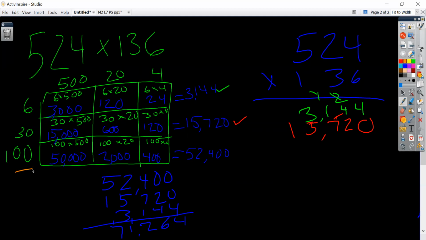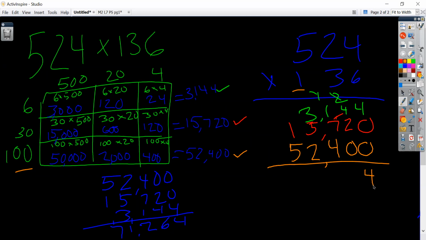Now we went to hundreds on the area model. Now we're in the hundreds place on the standard algorithm. We represent 2 zeros for our hundreds place so that we can start in the hundreds place. 1 times 4 is 4. 1 times 2 is 2. And then 1 times that 5 is 5. 552,400.